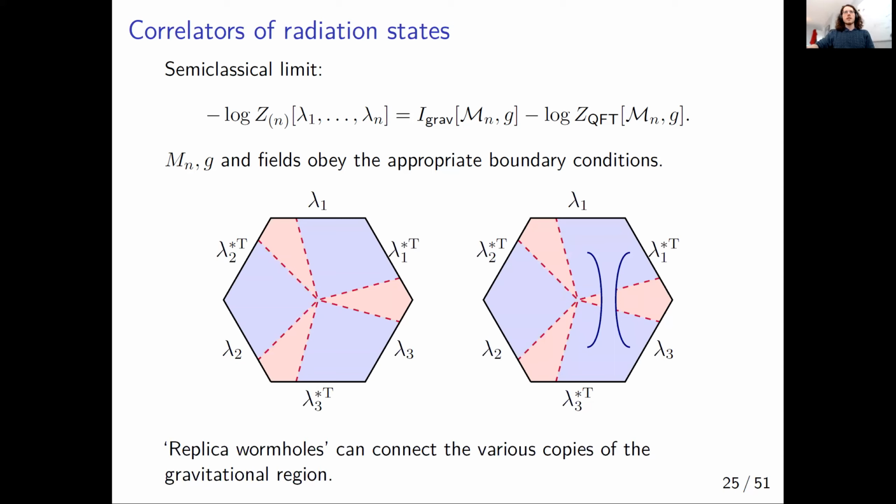And there's been a lot of discussion about whether these are actually the right thing to do, whether you should actually include these topologies, what it means for the theory in terms of, are we just talking about one theory or are we talking about an ensemble of theories? I won't discuss any of that. I'll just assume that we're supposed to include these replica wormholes.